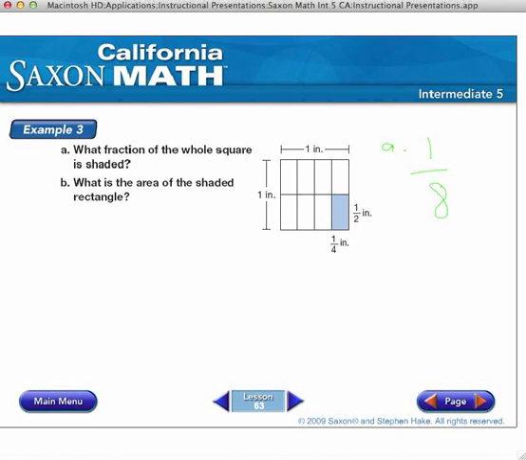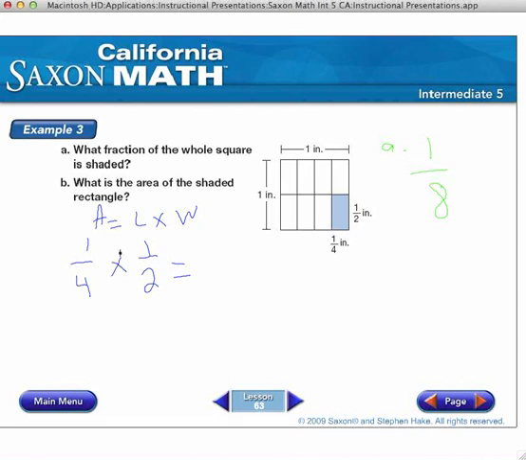Problem A. Problem B, what is the area of the shaded rectangle? So I see that my whole square is 1 inch tall by 1 inch wide. But this little area is a 1/2 inch tall and a 1/4 inch wide. So in order to find the area of this shaded area, we're going to multiply, because area equals length times width. So my length, 1/4, times my width, 1/2.